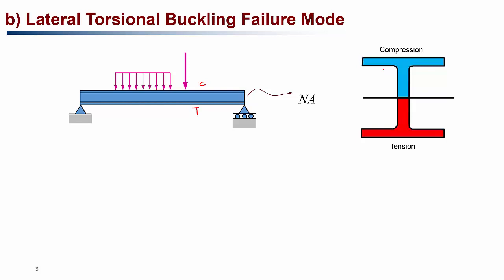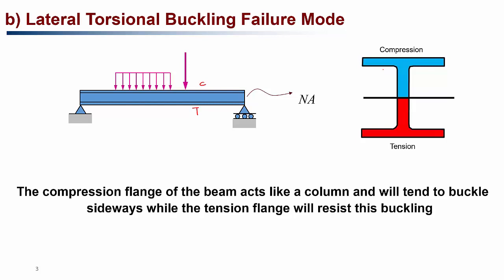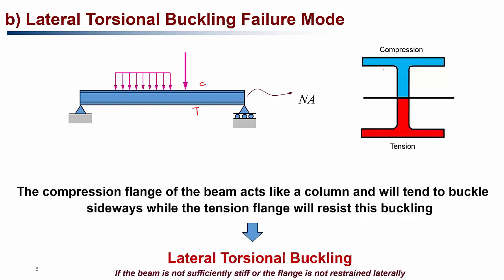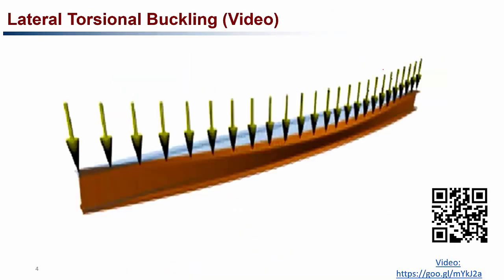Because of this mechanism, the beam itself will buckle laterally and twist as well. So the compression flange of the beam acts like a column and will tend to buckle sideways, whereas the tension flange will resist the buckling, and that's what causes lateral torsional buckling in beams. Now, the lateral torsional buckling will look like this one. As you can see here, the top portion, which is in compression, has buckled in this beam, and the bottom portion, which is in tension, is trying to resist that buckling. You can see that the beam has buckled laterally, and there is a twisting in the beam as well. There is a torsion as well.